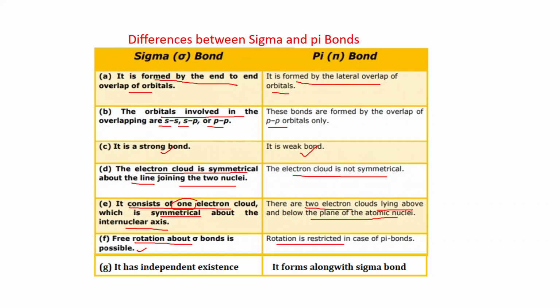And sigma bond has independent existence, while pi bond forms along with sigma bond. Again, remember, if there is a single bond, it is always sigma bond. Okay, and if there is a double bond, one sigma and one pi. If triple bond, one sigma and two pi. That's why we can say pi bond always forms along with the sigma bond.